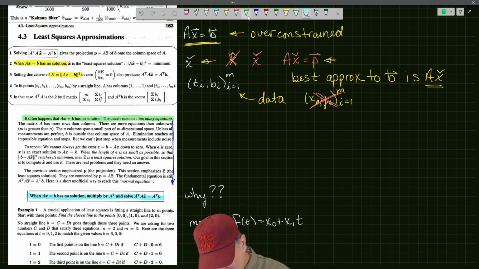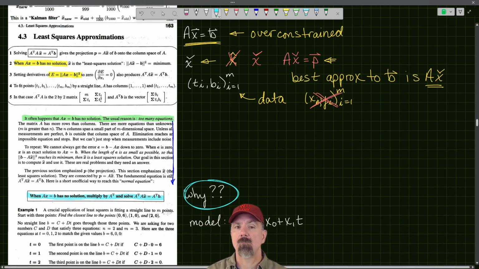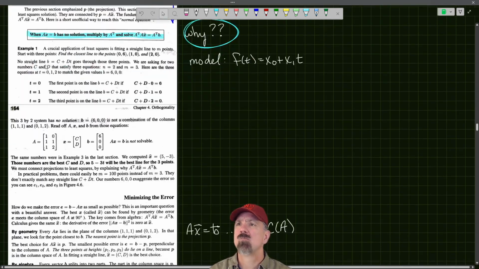And of course, the ultimate question is, why would we do that? And that's what we're going to talk about today. We're going to address exactly why we want to do that. We're going to start with an example. So he provides example number 1 right here.